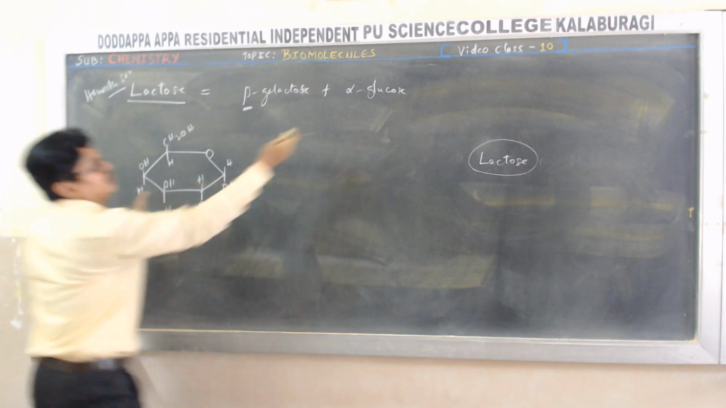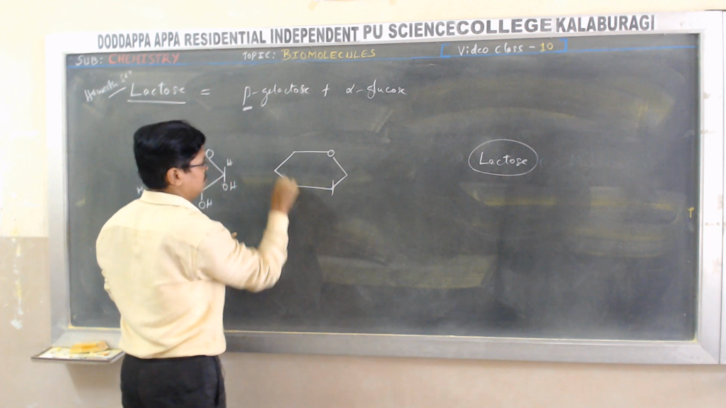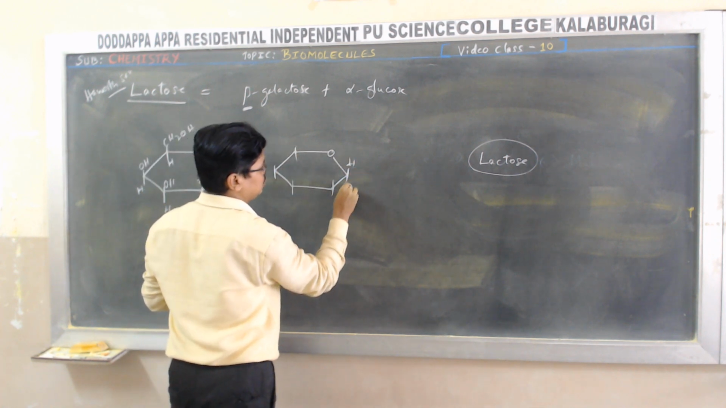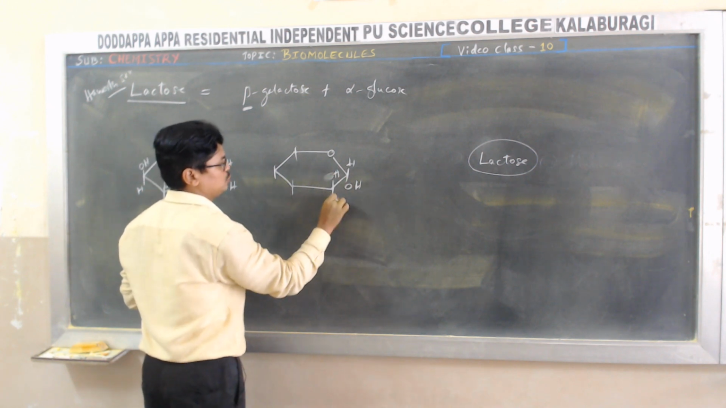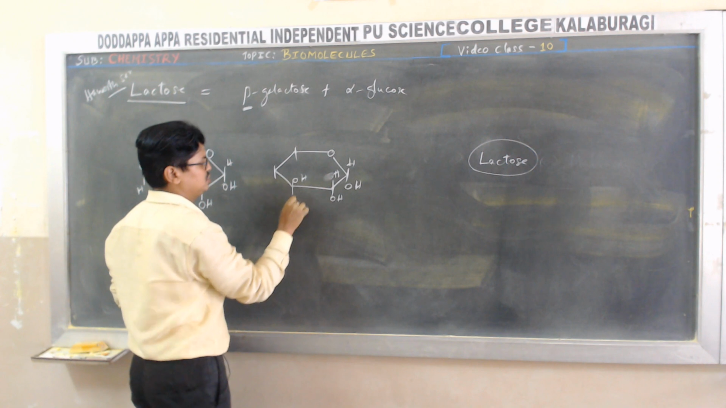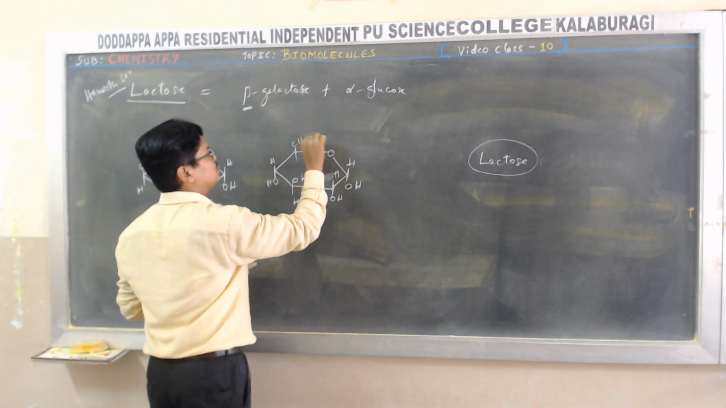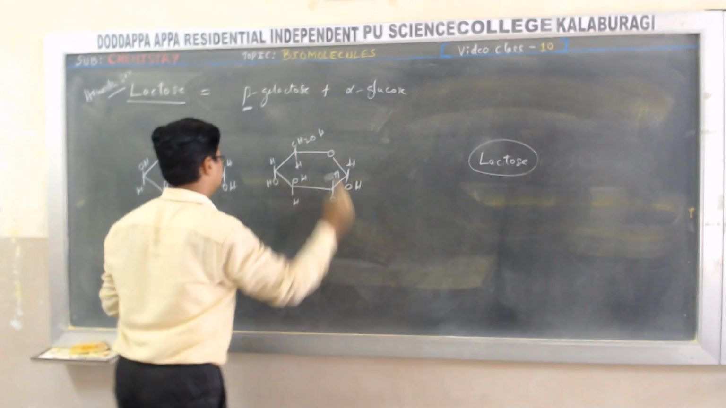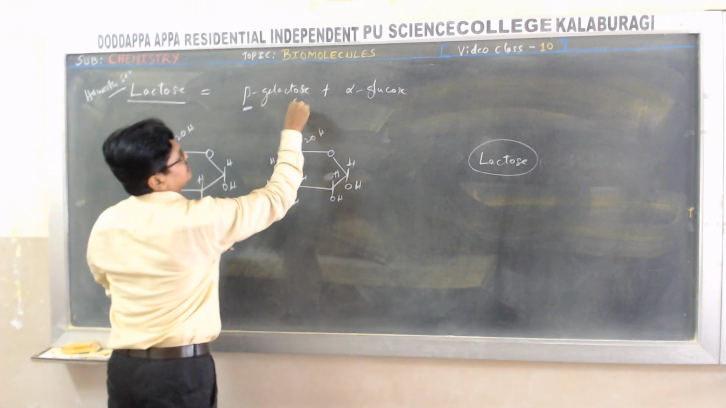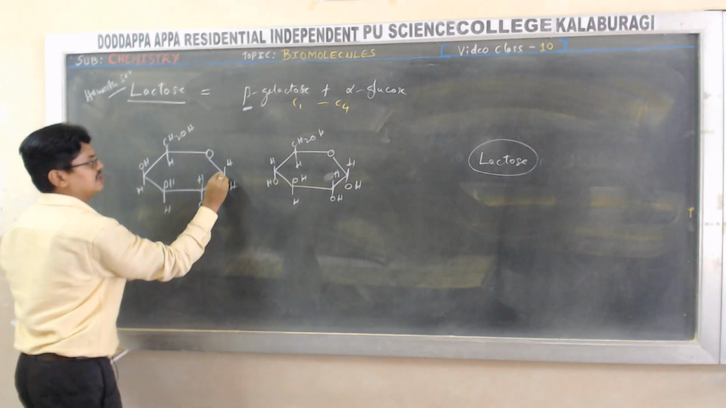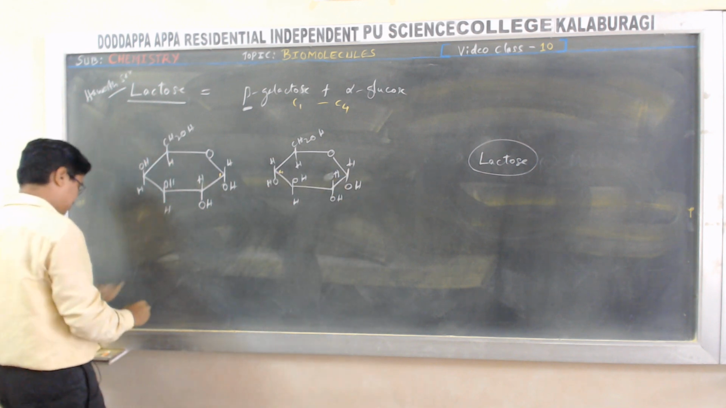CH2OH, H. Then alpha glucose. Alpha means OH should be at the below. Here it is H, OH, CH2OH and H. See, the structure. Glycosidic linkage C1 to C4. So this is carbon 1, this is carbon 4. 1, 2, 3, 4. So remove the water molecule.